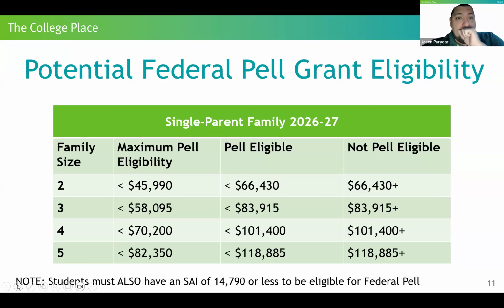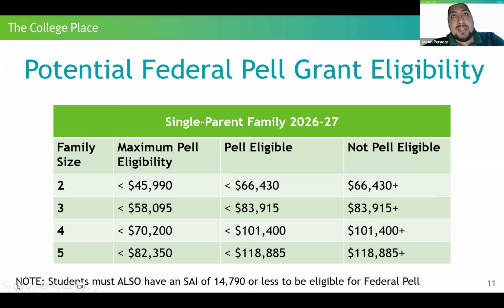But for a single parent household, on the left side of the screen, based on family size, if your AGI is below this range, then you'll qualify for maximum Pell, so the 73.95 that I mentioned earlier. If you're somewhere in between the middle two tables, you'll qualify for partial Pell. And then any AGIs above this range mean that you're not Pell eligible. That does not mean you're not eligible for any financial aid. It's just for this one grant from the federal government, you're not eligible for that funding.